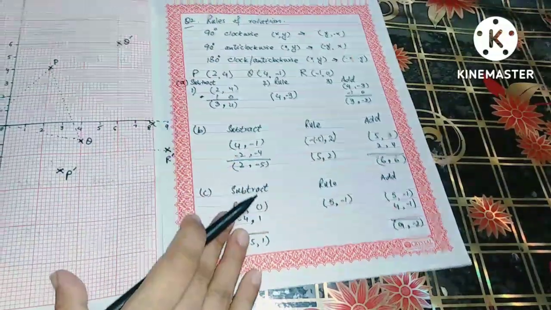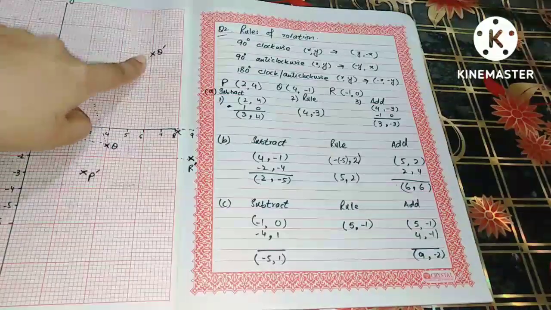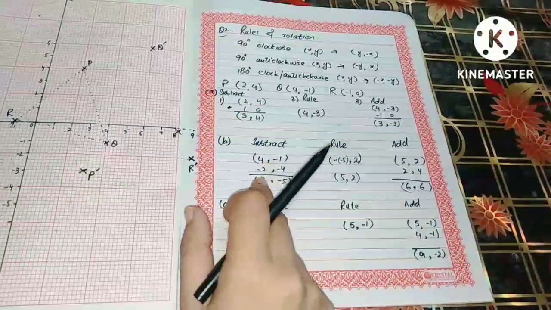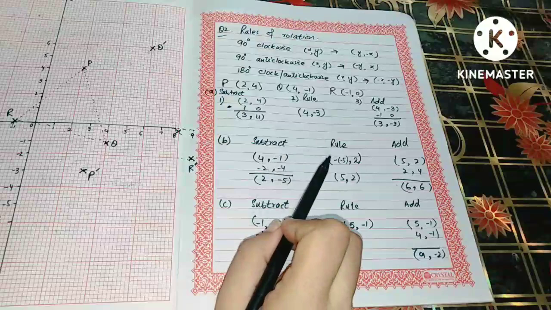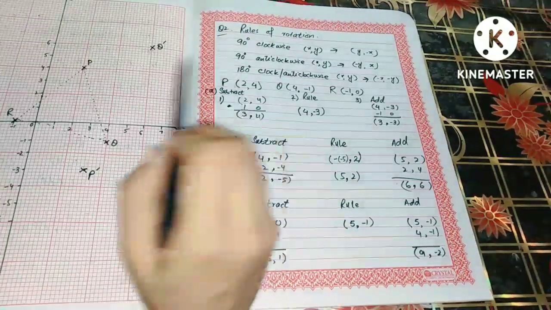So this is how, students, you have to do this question. This is your rotated point of P. This is your rotated point of Q. This is your rotated point of R. You just need to follow these three steps. First you have to subtract, then you have to apply the rule, and then you have to add the point about which you are rotating.